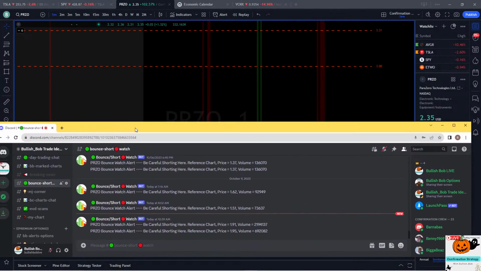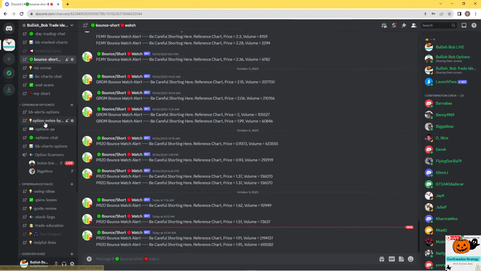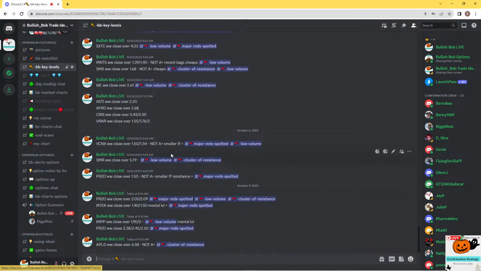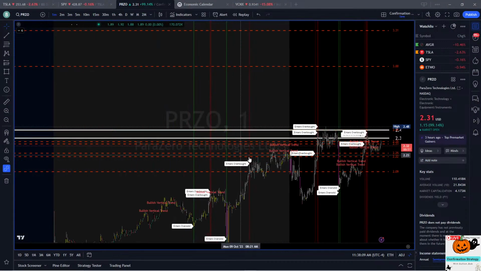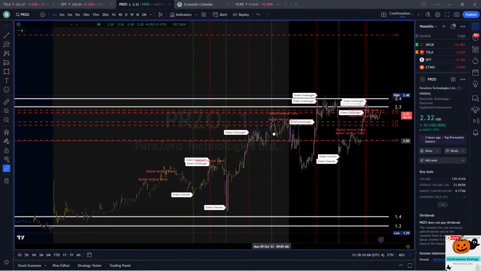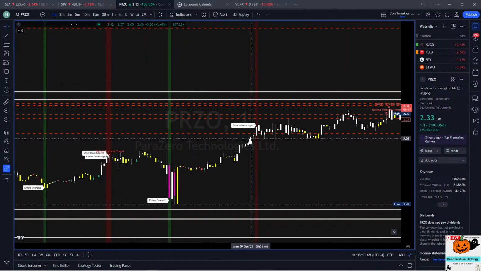So if I pull over our Discord quick, I just take a look at the key levels channel. You guys have access to this. Everyone who has access to the Discord has access to my key levels as well. We can see last week we had PRZO $1.53. Today we had PRZO first alert 8:16 this morning, 205 and 209 was that key level. So we want to see it close over 205 and 209, which was back here, I believe.